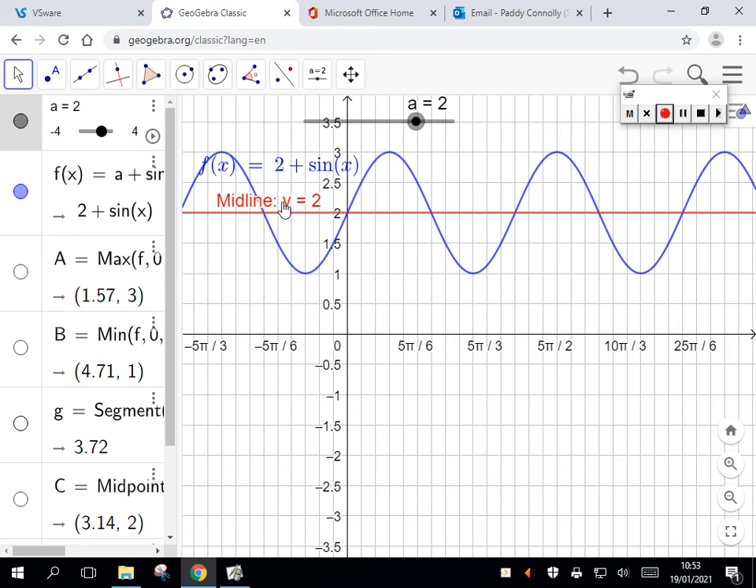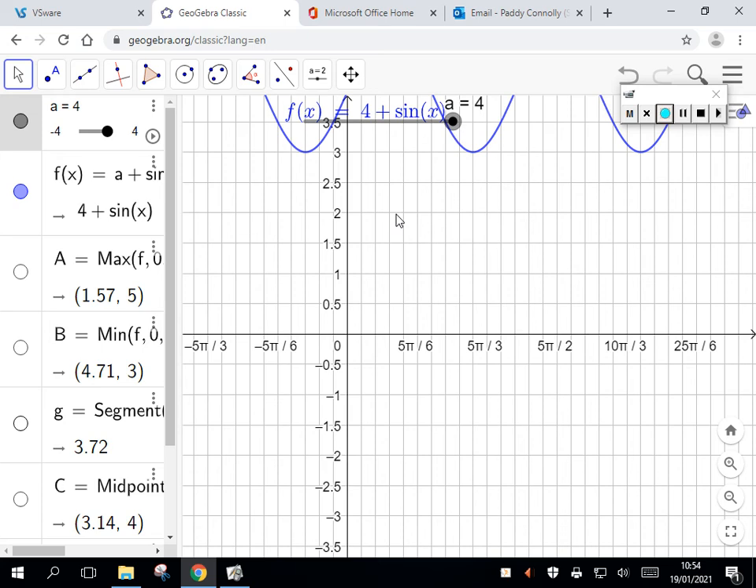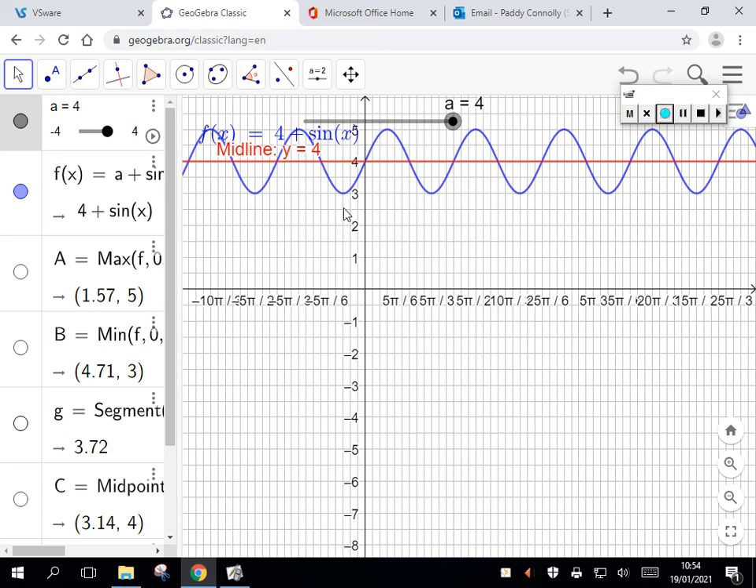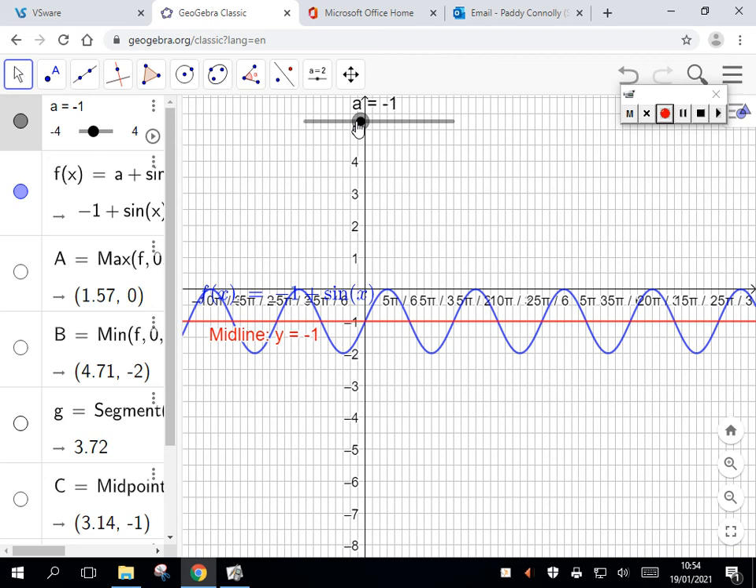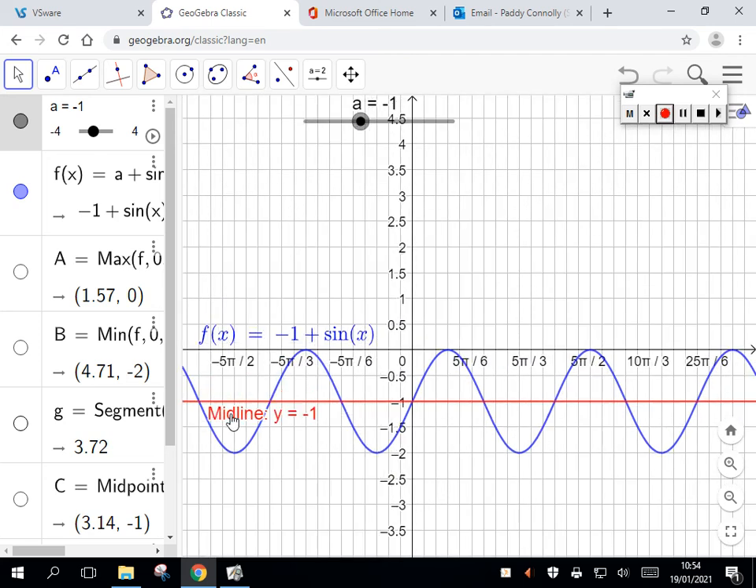If I move up to 2 in the positive way, the function hasn't changed shape at all, so the period is still the same. The amplitude is still the same. The height above the midline isn't changing. The range is changing though, and the midline is changing. You can see that. I move up to 3, the midline's gone up to y equals 3, move up to 4, and you can see the midline there is y equals 4. Going down into the negatives, when a is negative 1, we've got a midline here at y equals negative 1.